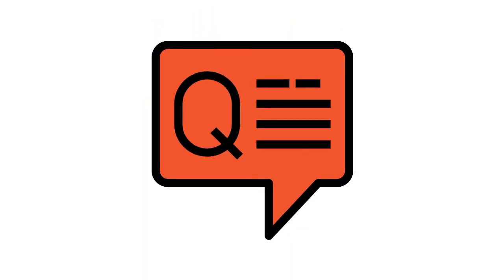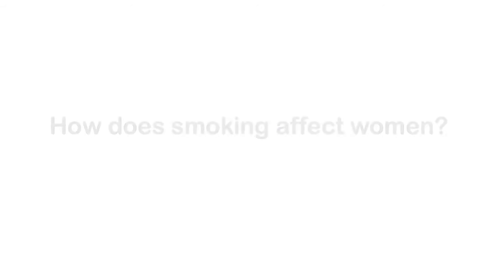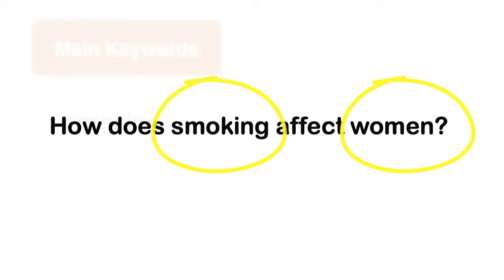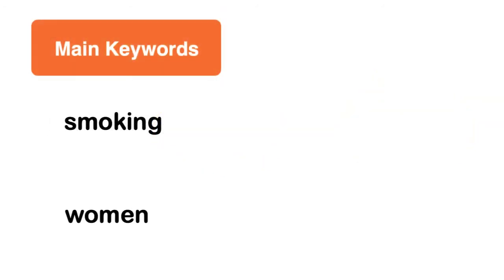To begin, look at your research question and identify the main keywords or concepts. For example, in the following question, how does smoking affect women? The two main concepts are smoking and women. These two concepts become the main keywords in the search.